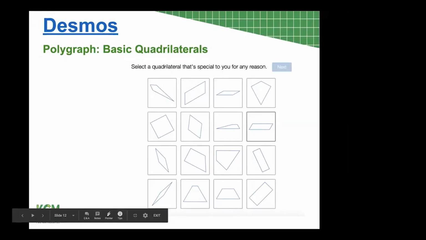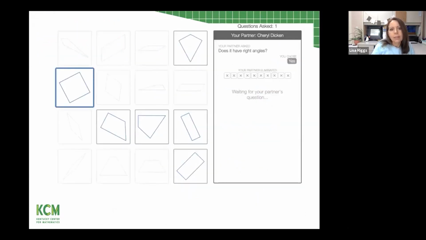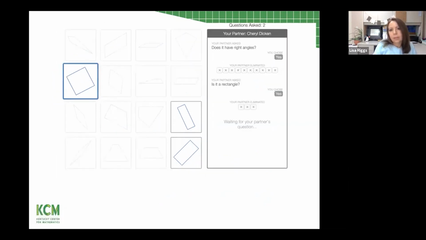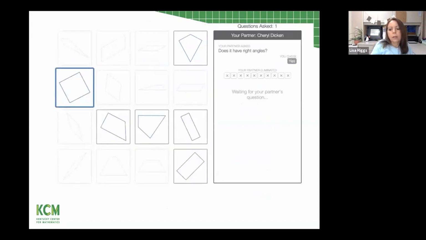Okay. But so you select the quadrilateral that's special to you for any reason, and then if you're the guesser, and this is just a screenshot of how my game went. But you can see I picked a square. So, and then her question was, does it have right angles? Is it a rectangle?